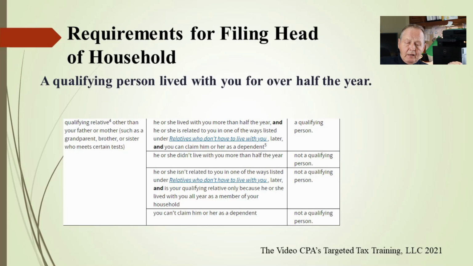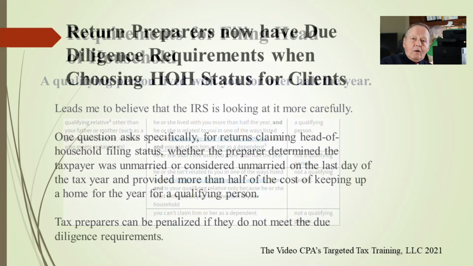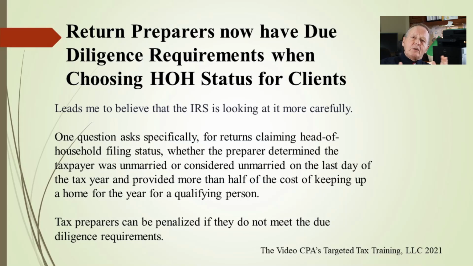So again, the qualifying person, I think, is the most difficult to come up with. Maintaining a home over 50% is not necessarily that difficult, and then certainly if you're not married at the end of the year, that's fairly easy. If you are married but considered unmarried, you've got to go through that rationale to see if you meet those steps to be considered unmarried.